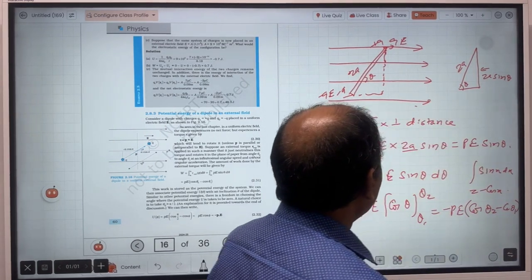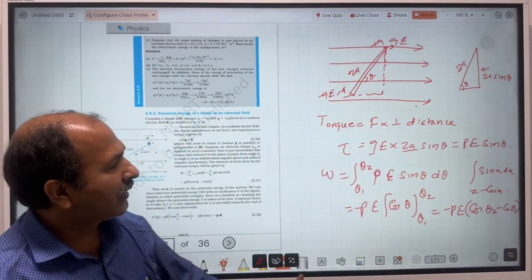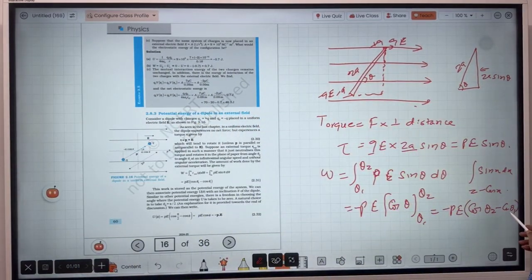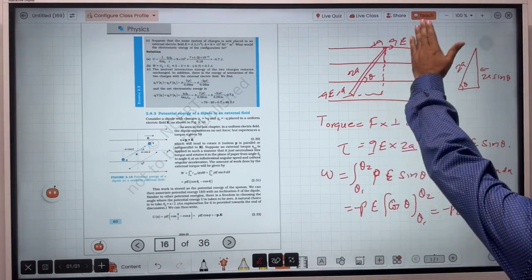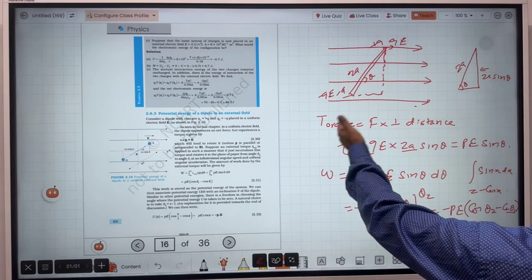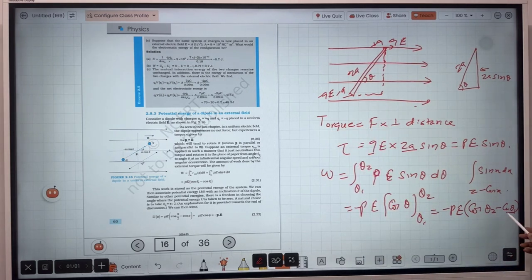Now here you can make some assumptions. Initially the dipole was perpendicular, meaning theta 1 was 90 degrees, and suppose it is brought to a position theta. So in the second term, theta 1 is cos 90 degrees, which becomes 0, and here we put theta. So we are left with work done W equal to minus PE cos theta, and this work done is equal to potential energy.